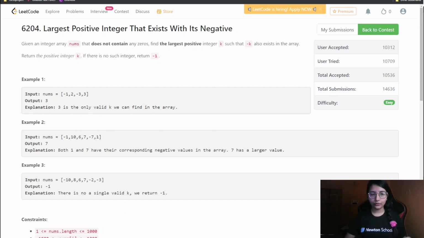So today we are going to do the LeetCode C++ challenge, and its first question, largest positive integer that exists with negatives. Let us first read this question, and after that we will go ahead with the constraints and then the coding part of the same.